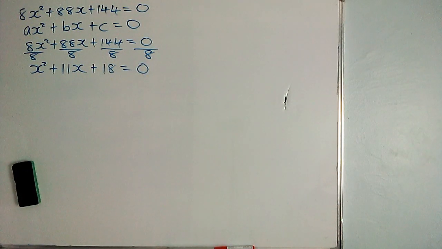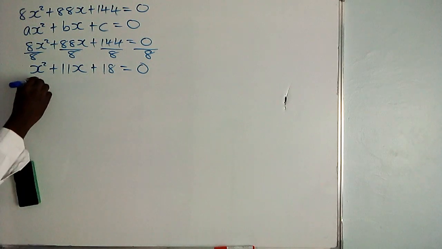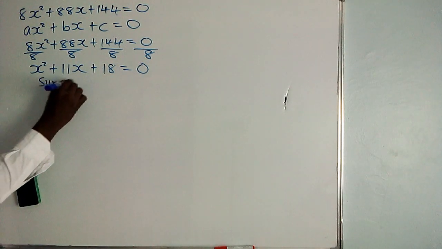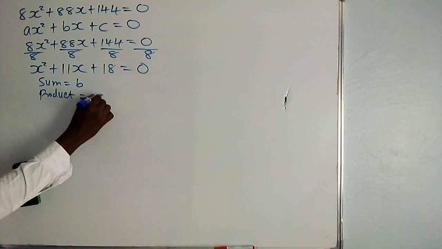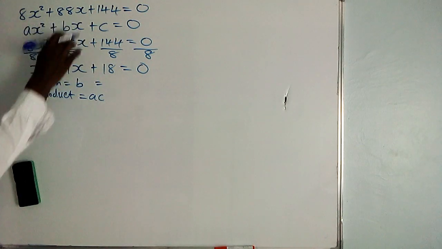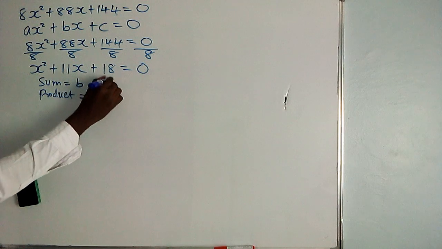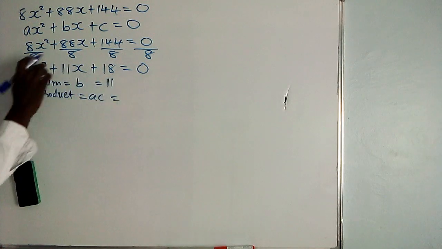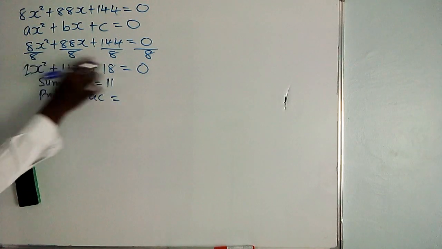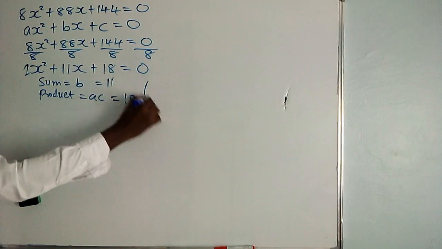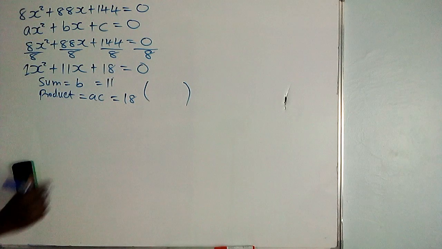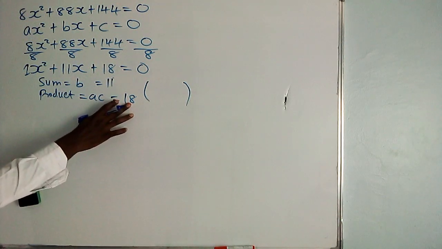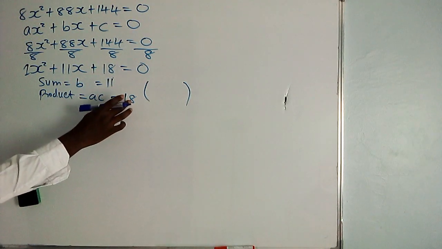So we want numbers which give us a sum of b and a product of ac, isn't it? So b, if you check the standard form, is positive 11, which is just 11. Then a times c is 1 times 18, which is 18. So which numbers give us a sum of 11 and a product of 18? You check the product, okay? Which numbers give you a product of 18?